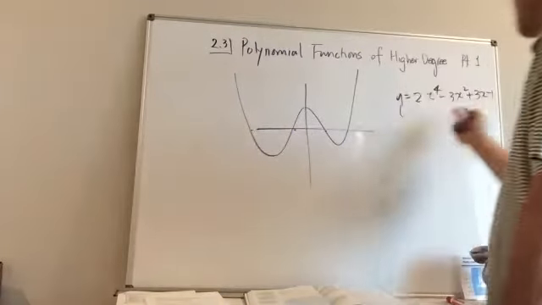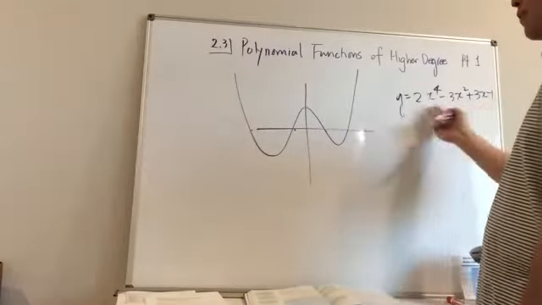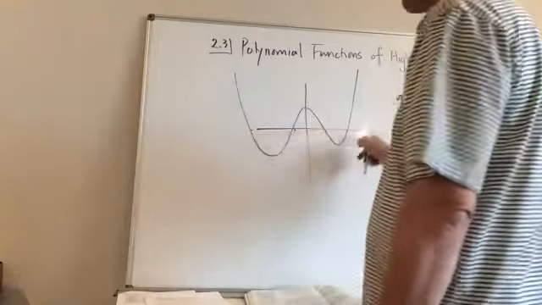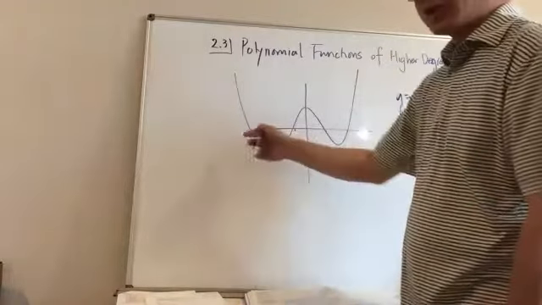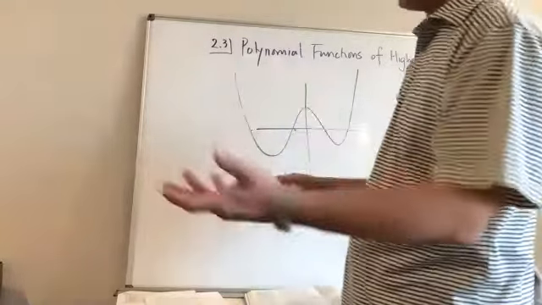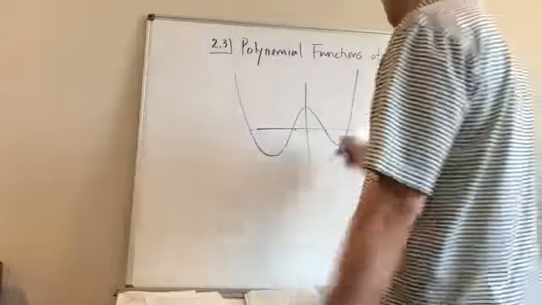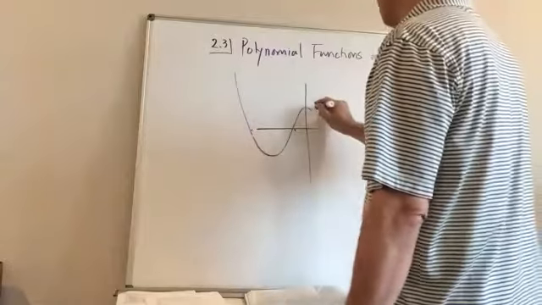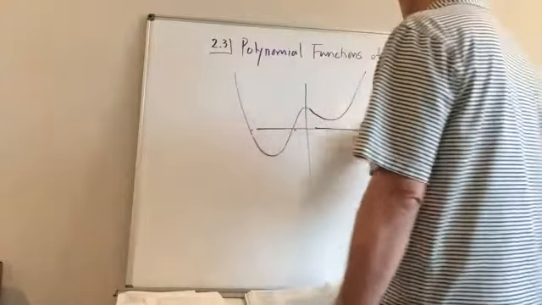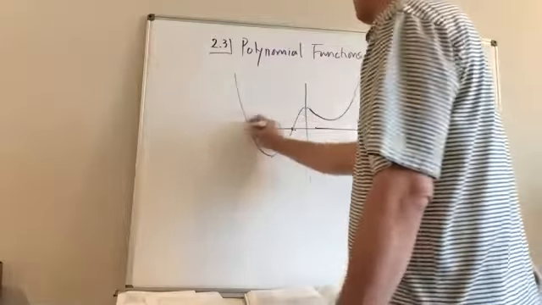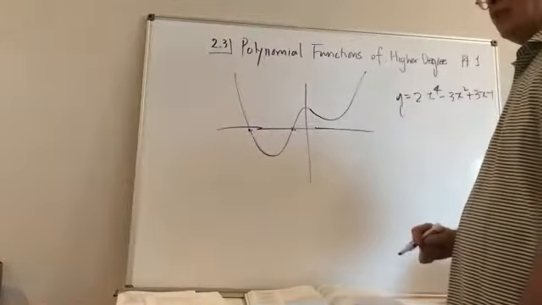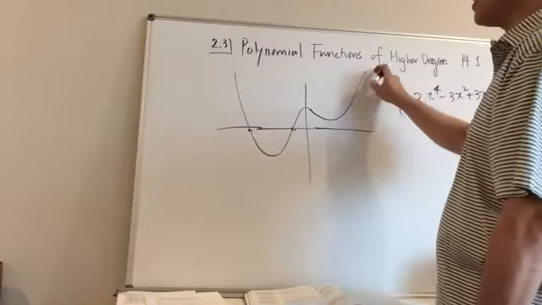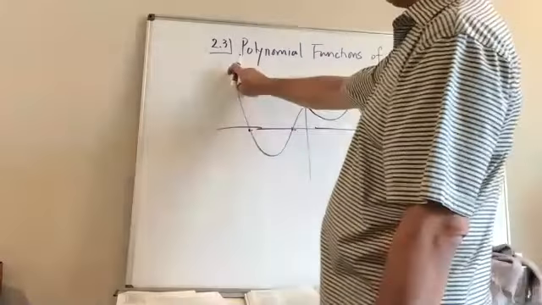This does not mean that every quartic function, or every x to the fourth power function, is going to have 1, 2, 3, 4 solutions. It could have as many as 4, right? Because the graph can actually look like this. You can only have 2 solutions here. So again, if it's an even function, it starts here and it ends up here.